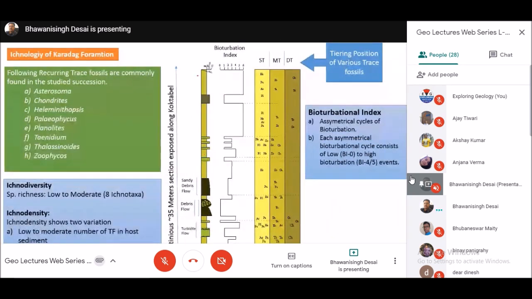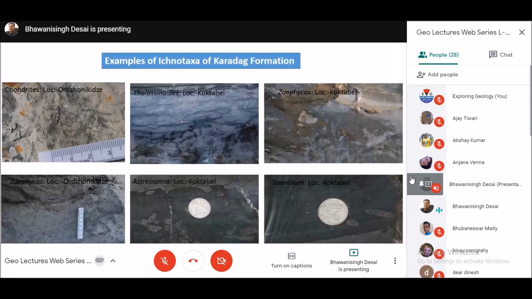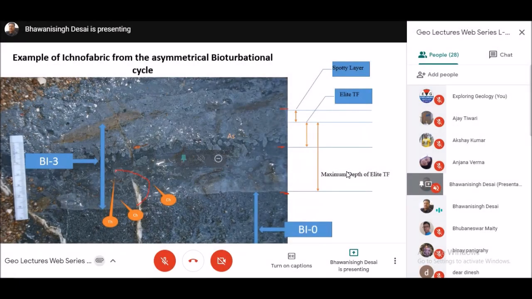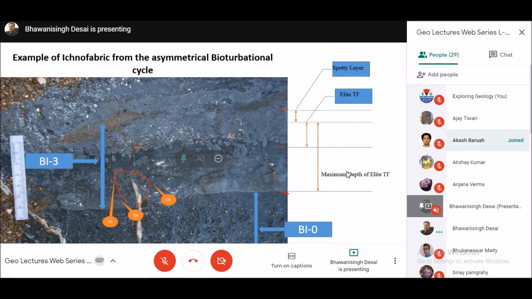But very careful examination of the sediment gives us how the bioturbation has varied, what the key factors are, the trace fossils here, and how they are distributed in shallow tier, middle tier, deep tier. And you can see some examples. This is a chondrite, and what we found out is that in a bed, this is a bed boundary, this is the top of the bed boundary. Some of the trace fossils are here, some are here. This means this is the deeper trace fossil, these are middle trace fossils.